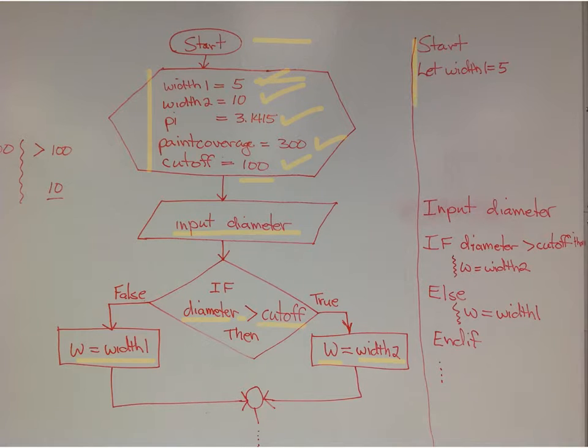Alright, some pseudocode. Start, let, we've got our initialization, we've got our input, and then here's our if-then. So here's the true part, here's the false part. Let's see if we can diagram that out. So here's a conditional. If the conditional is true, then we're going to do this true part. If it's false, we're going to skip over, go this way, and do this part.